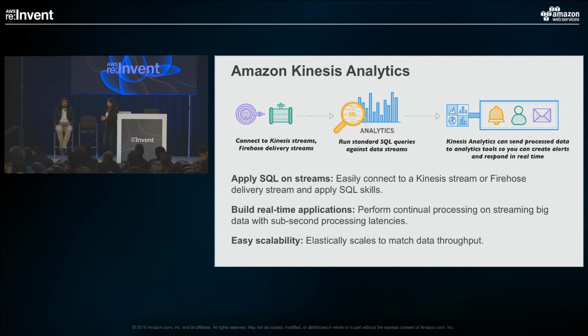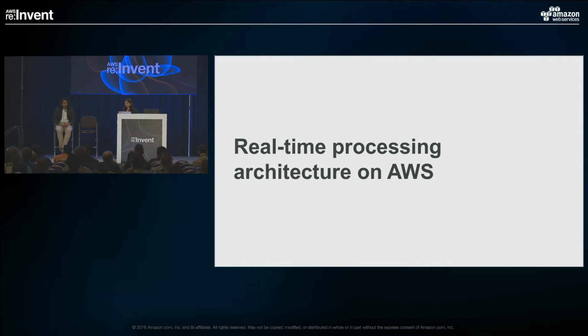Like Kinesis Firehose, it elastically scales to match your data throughput. A lot of times, your data rate flow changes. Your complexity of the query also changes. We increase the capacity, the CPU needed to process your query underneath the hood without you having to intervene for anything. So let's take a look at some of the real-time architectures our customers have built using these technologies.